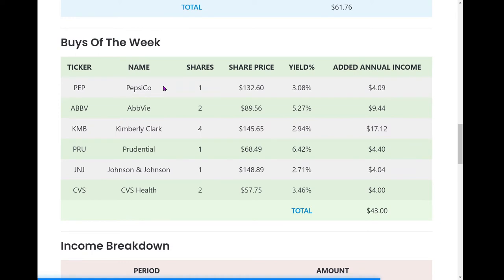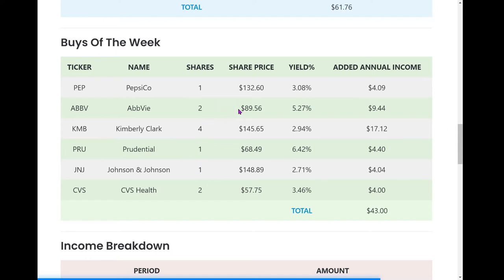The buys of the week. I buy more PepsiCo. Every week I'm buying one share so I can get to 100. Follow me and join me on this journey with Pepsi. Solid company. I had their Quaker Oats for breakfast this morning. I got one share at $132.60, a 3.08% starting yield, for an added income of $4.09. You're probably reading ahead of me. Don't do that.